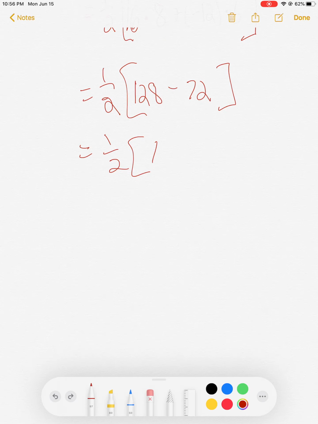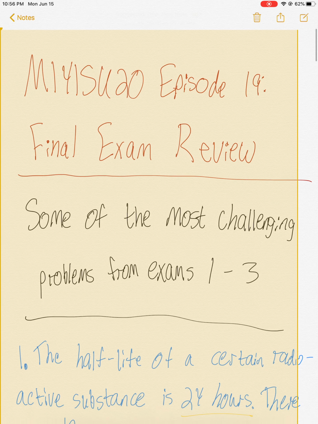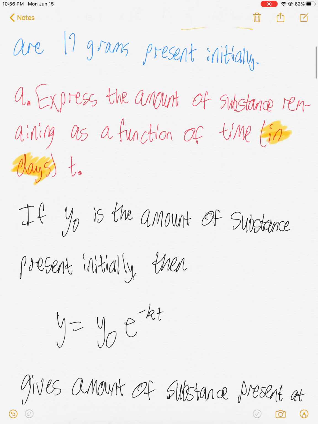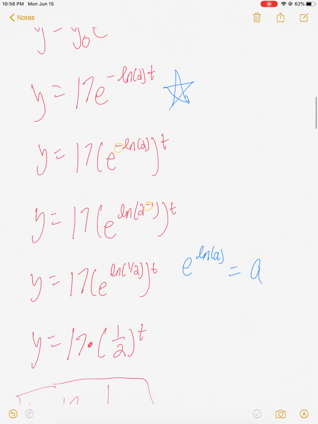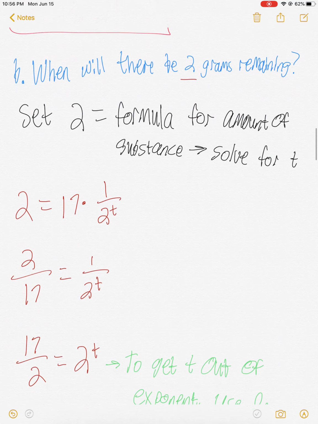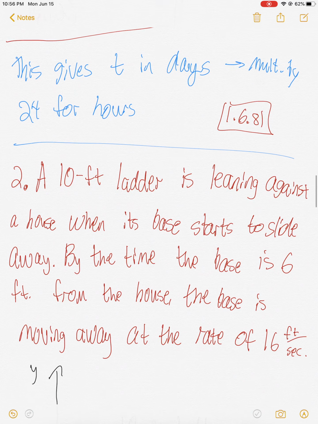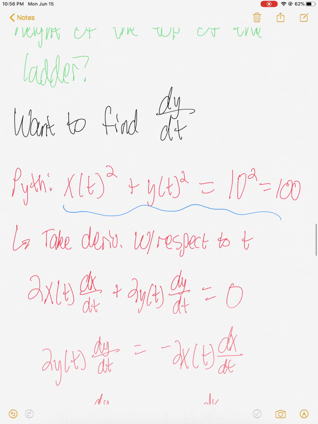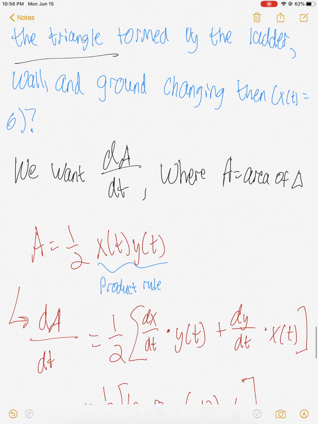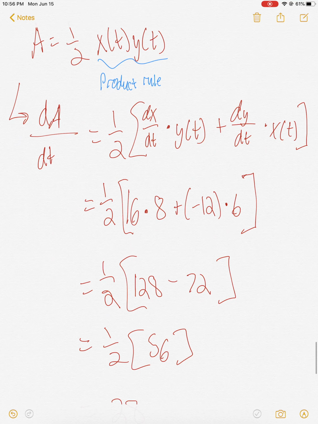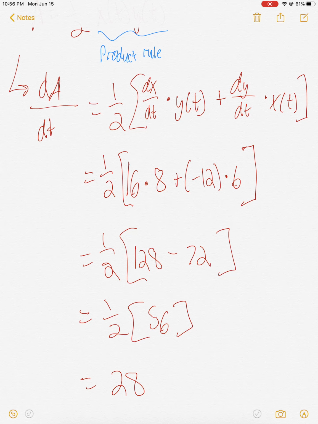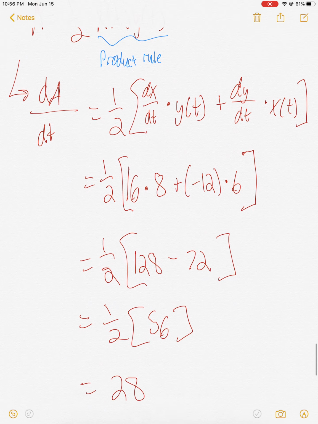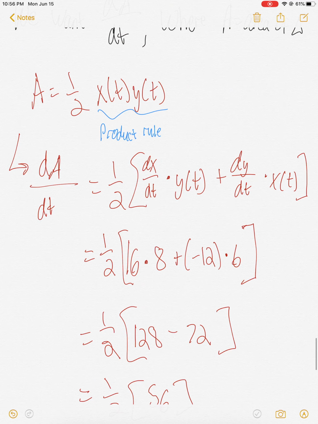And now we just go big brain. This is 1/2. Oh yeah, okay, that's fine. 1/2, 16 times 8, well, 16 times 4 is 64, so this is going to be 2 times that, which is 128. 12 times 6, that's -72. This is 1/2, 128 minus, that's 46. And this, no, 56. Thank you. I'm sure that you caught that. 1/2 times 56, and that is 28.